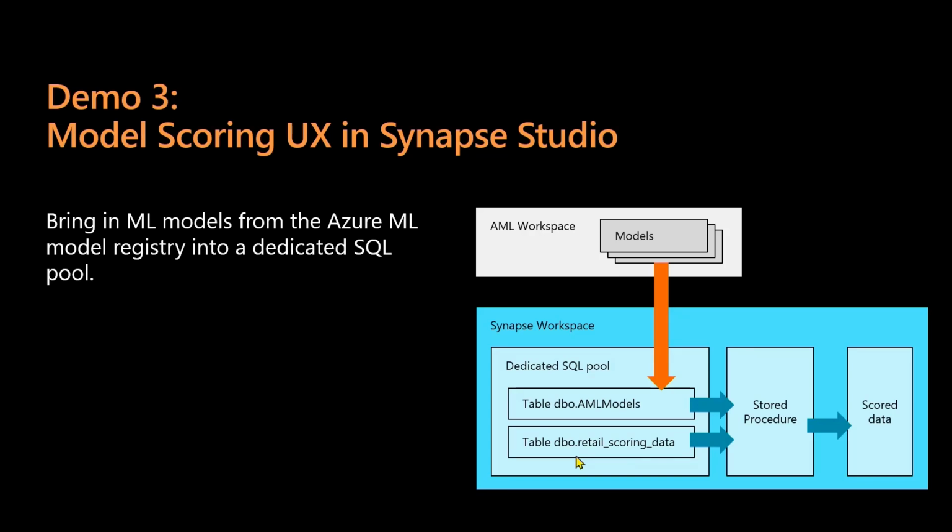Now the model is in the Azure ML workspace. We're going to put that model into DBO.AML models. Then a stored procedure will be created that takes the model and the retail scoring data. When you run the stored procedure, it'll show you the predicted value, the scored value, for every row in the table called retail scoring data.